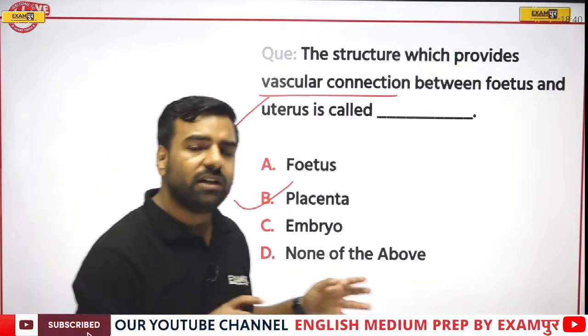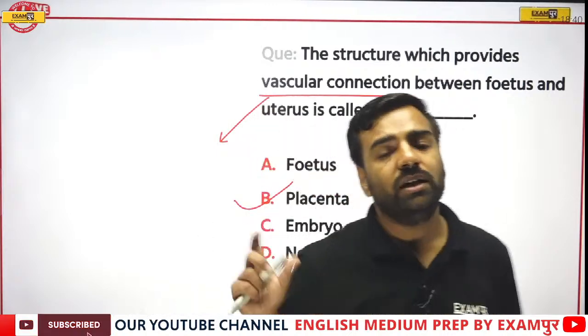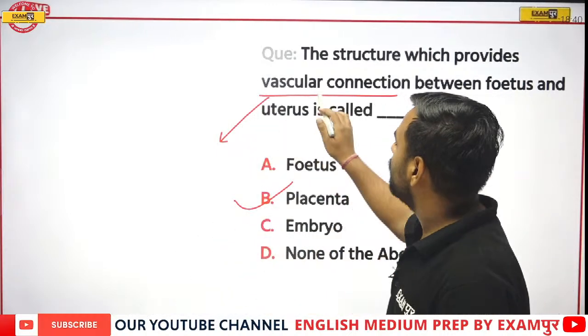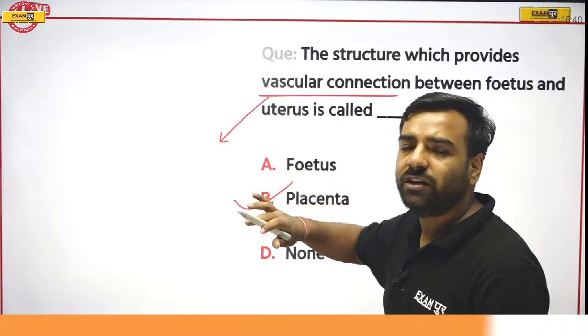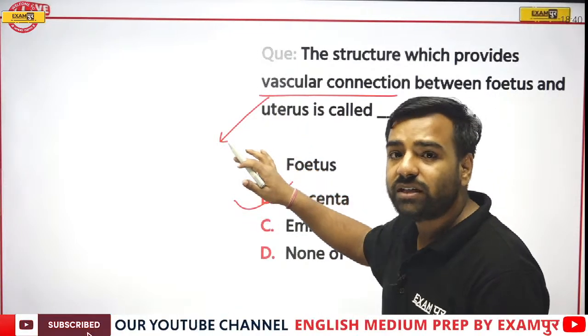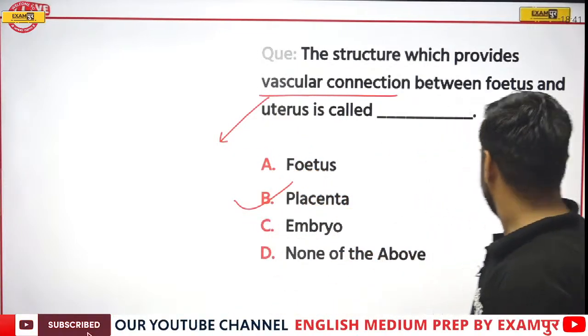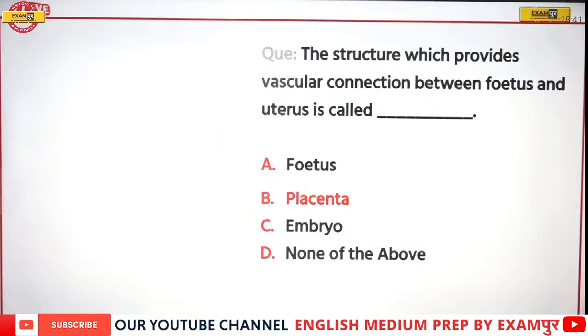So this water and food are actually transported through that part. In a similar manner, nutrients in the baby are transferred through this vascular connection, which is known as the placenta. So option number B will be the correct answer.